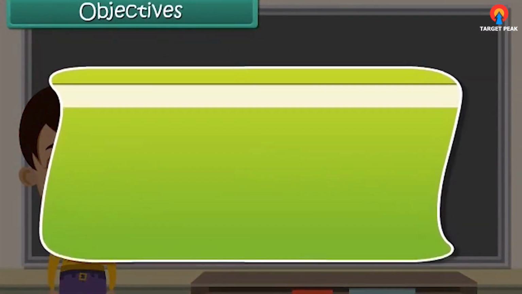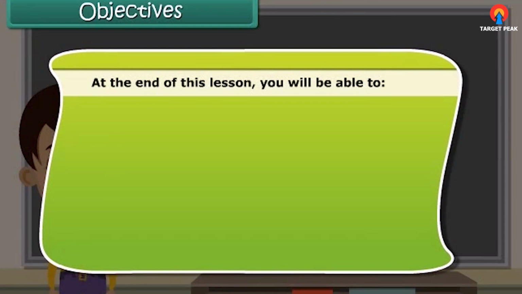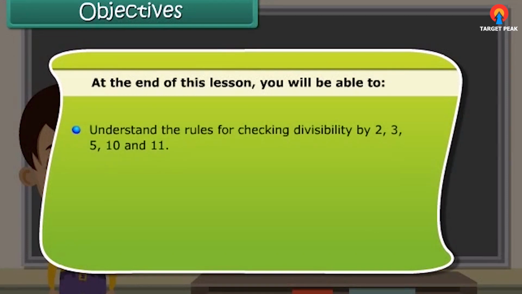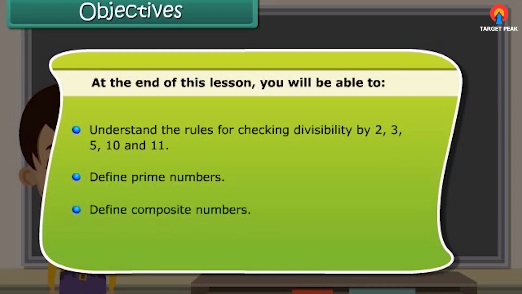Objectives. At the end of this lesson, you'll be able to understand the rules for checking divisibility by 2, 3, 5, 10, and 11. Define prime numbers. Define composite numbers. Understand prime factorization.